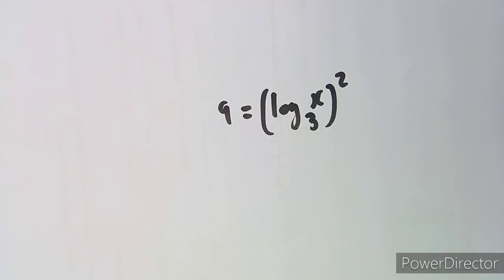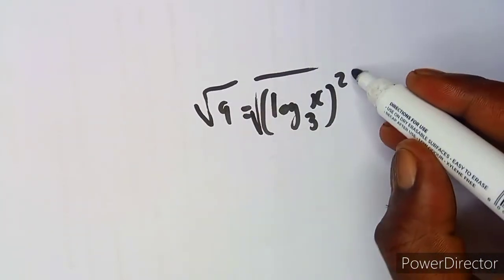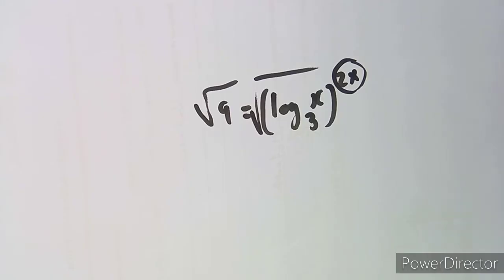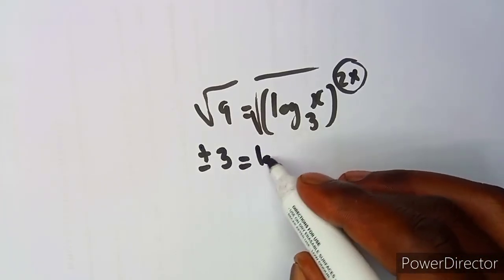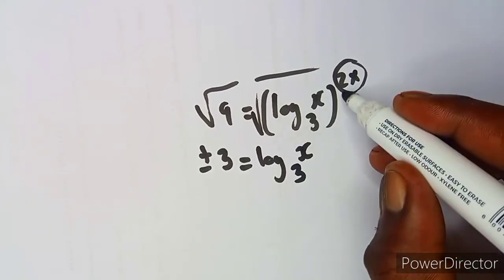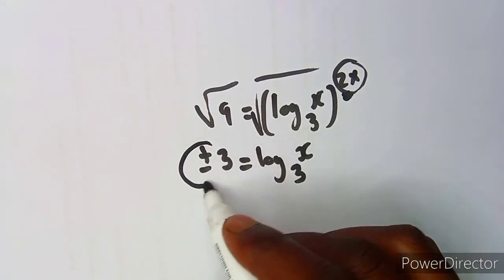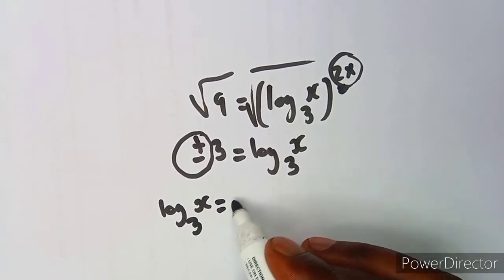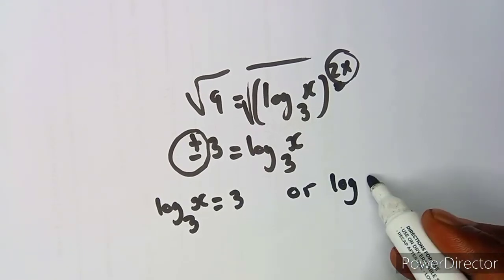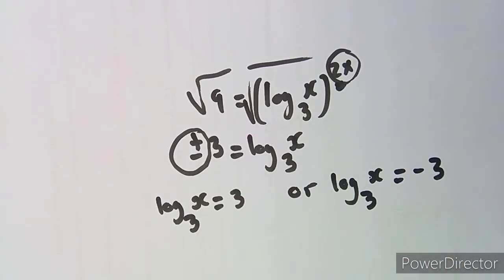But we have to solve for x in this case, and there is a square. So how can we remove this square which is affecting our log? We can introduce the square root. Remember, if we have a square, to get rid of the 2, introduce the square root. The square root of 9 is plus or minus 3, which gives us log x in base 3. So we have two answers from the plus or minus: log x base 3 equal to 3, or log x in base 3 equal to minus 3.